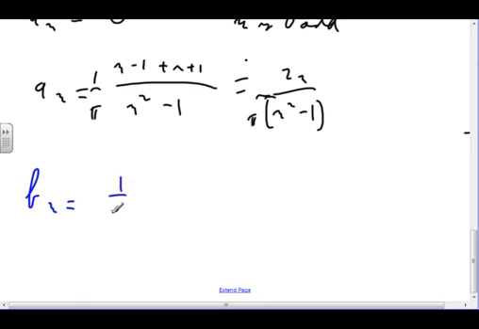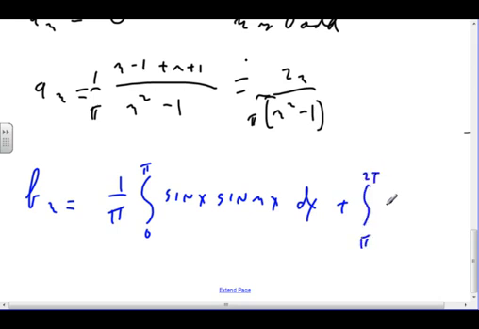Bn equals 1 over pi integral 0 to pi sine x sine nx dx. Okay, so that's good. And then plus integral pi to 2 pi of 0 dx, which becomes 0, and we don't have to worry about it.